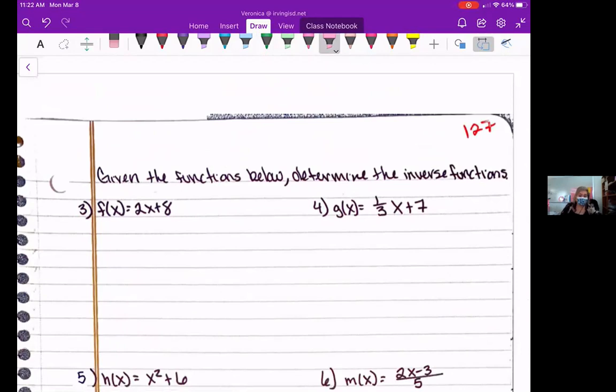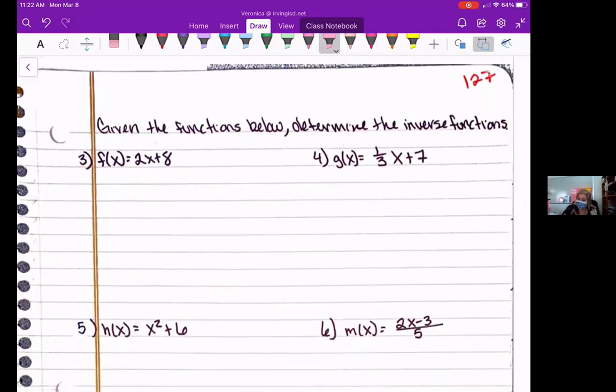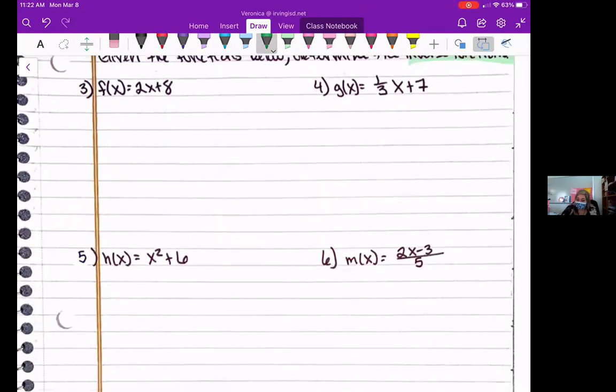Okay, so inverse functions, number 3. That's the one we're going to do now. Hold on, let me make sure. Okay. Alrighty. So given the functions below, determine the inverse functions, right? So I am looking for the inverses of all these functions, right? So for 3, we have f of x equals 2x plus 8.